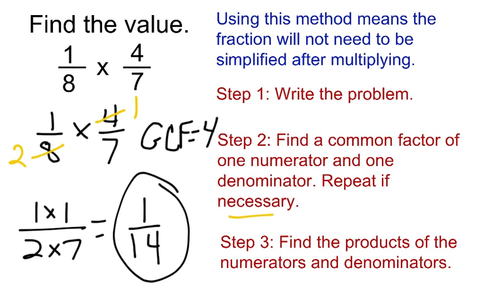Something to really keep in the back of your mind when you are using cross products, or cross canceling as it's also known: make sure that you are only finding a common factor between a numerator and a denominator. For example, if this was 1/8 times 1/4, you would not be able to find a common factor between the numerators and the denominators. So the answer would be just to multiply the tops and multiply the bottoms. You can only factor it out if you have a numerator and a denominator that share a factor.